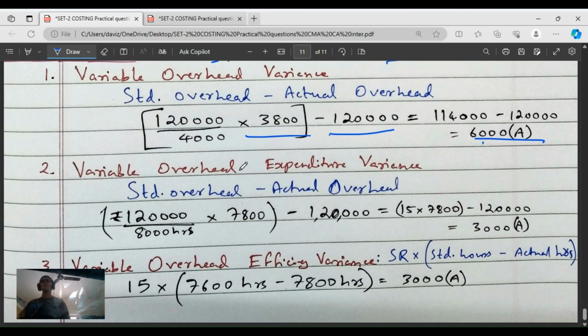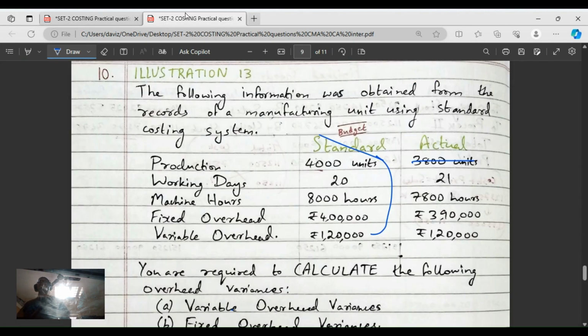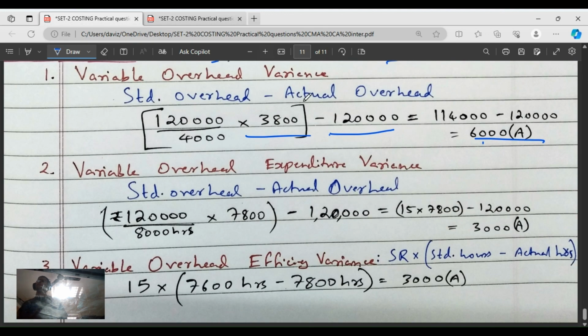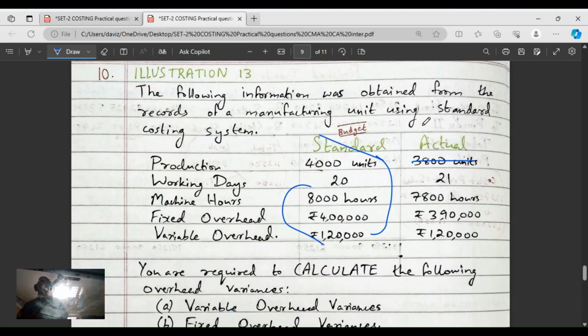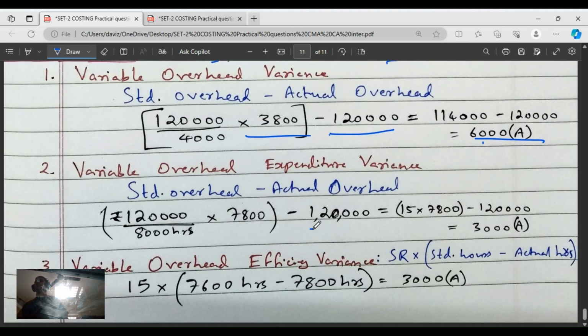Variable overhead expenditure variance. Standard overhead for actual time minus actual overhead. So 1,20,000 by 8,000 into 7,800 actual hours, minus actual overhead. 1,30,000 was the actual variable overhead, which is 3,000 adverse.